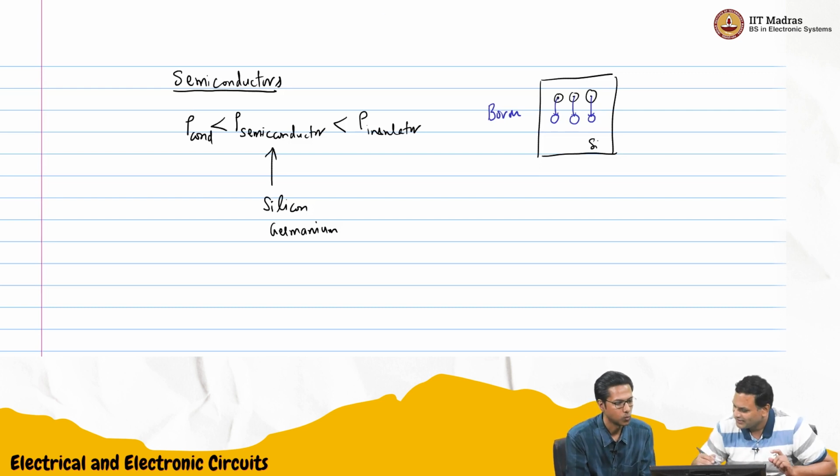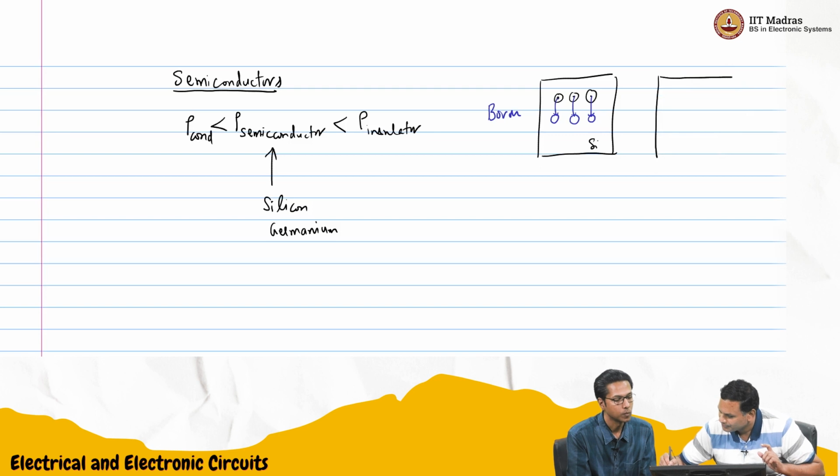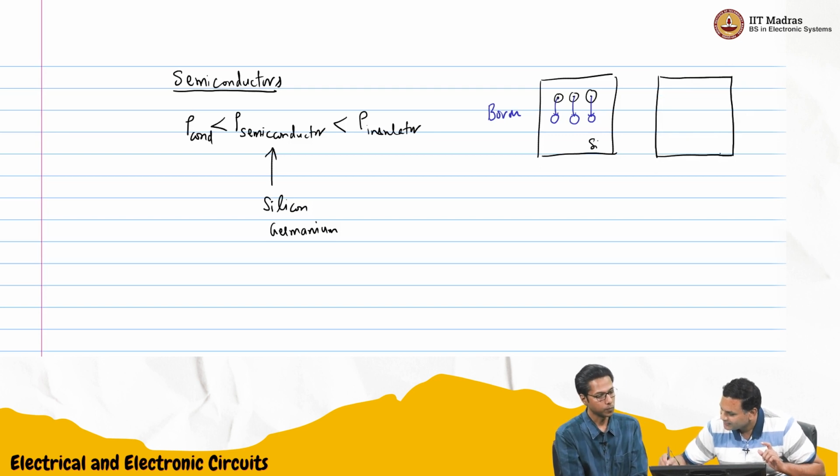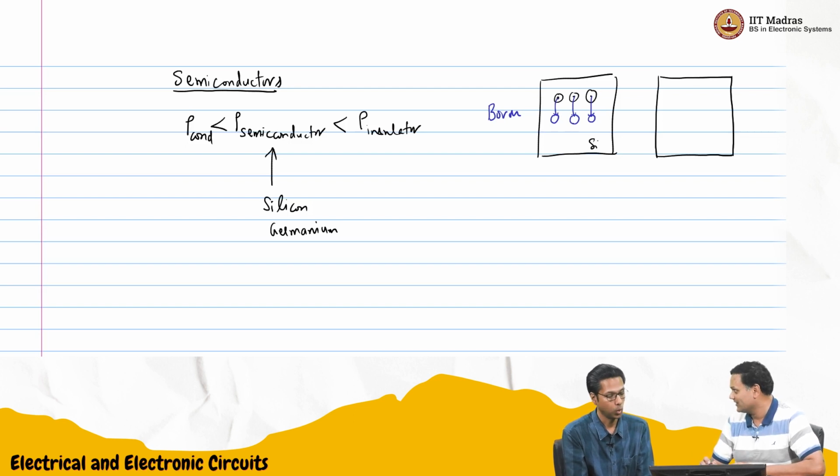Similarly, you can also take the same type of silicon, and the boron will create what are called holes. Correct. And the minute you do this, you will have the ability for electrons to move, and you will have free spaces. So you will get what is called a p-type semiconductor.